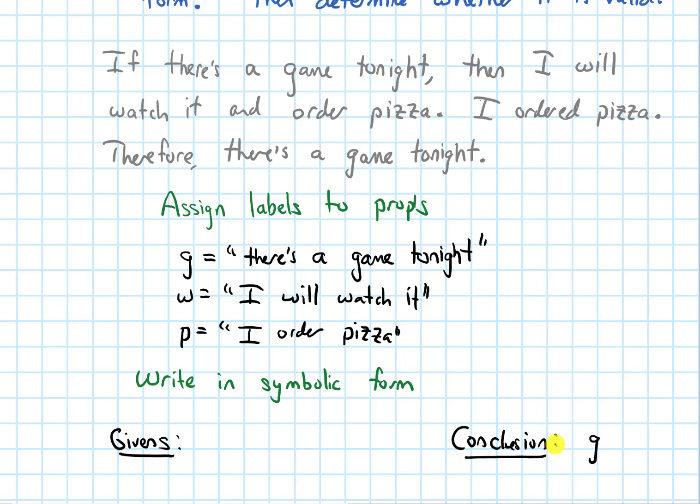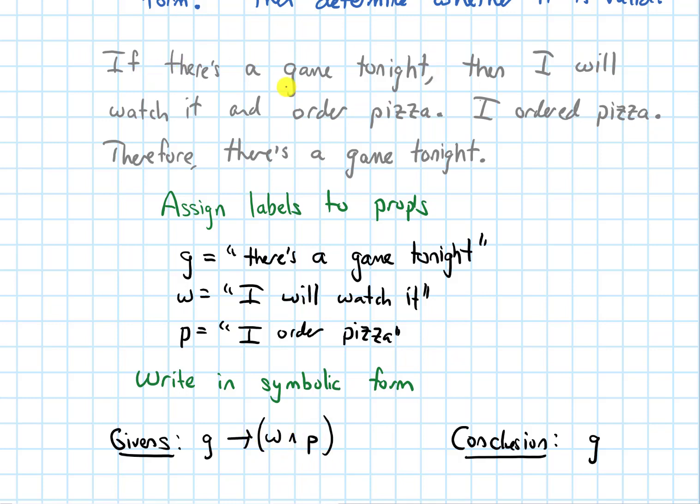And then what are we given? There's this if-then statement in the first sentence. If there's a game tonight, then I will watch it and order pizza. So I need an implication. It's if there's a game tonight, which means G is the first part of that. And then the then part is something and something. So I'm going to need a parentheses and then put something and something. So I will watch it as one part of that, which is W. And I'll order pizza. So P, that's the second part of that.